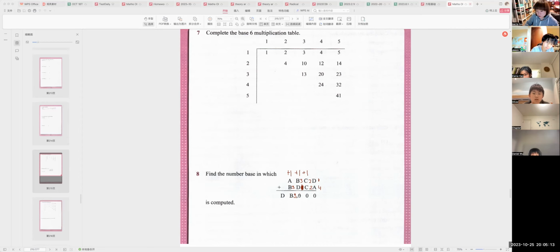So I want 3. If I want to carry over the 3, the A must be what? A must be 4. 4 plus 1 equals 5. And for the base 5, when you hit 8, 8 equals 3 and it carries over 1. So D equals 1 and we get the answer.